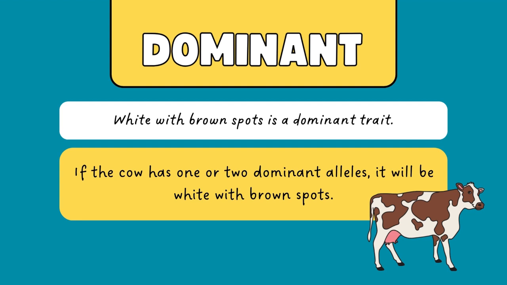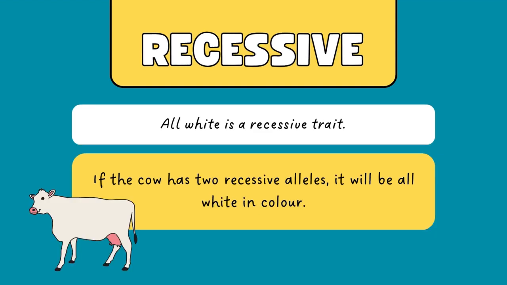Dominant. White with brown spots is a dominant trait. If the cow has one or two dominant alleles, it will be white with brown spots. Recessive. All white is a recessive trait. If the cow has two recessive alleles, it will be all white in color.